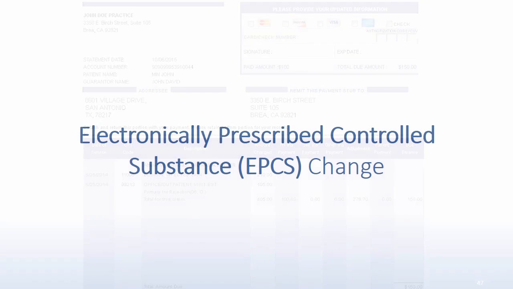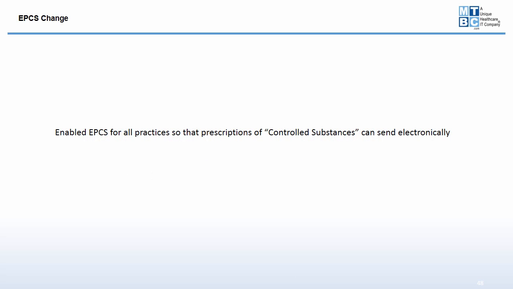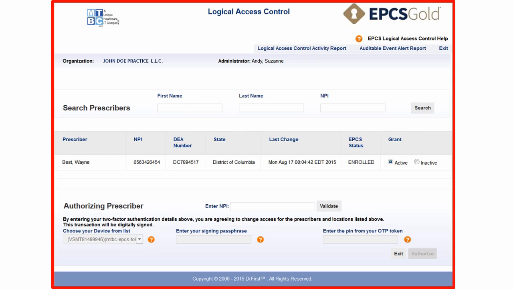Now, the electronic prescribing of controlled substances, EPCS, change has been activated for all the practices. Those who have already subscribed to the service can start using it, and those who have not subscribed but are willing to acquire it can call our Meaningful Use team at extension 308 for all the information. There's a complete webinar available with a full set of details on the MTBC website, and you can watch that. It will help you understand how to subscribe to these services. This is the login window for controlled substances.